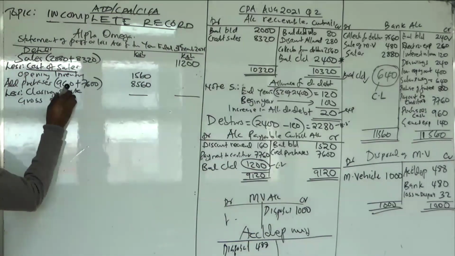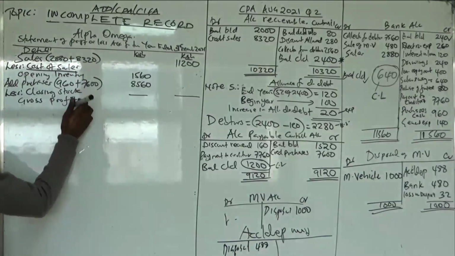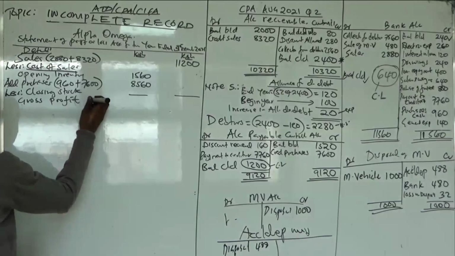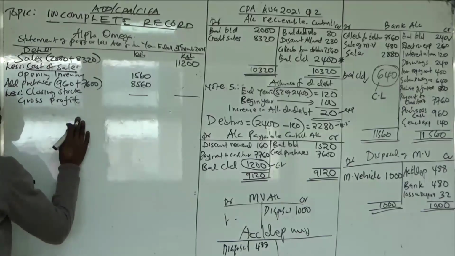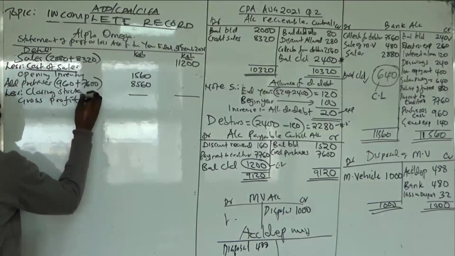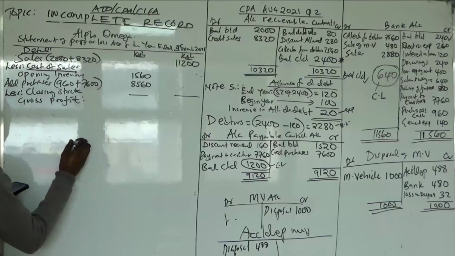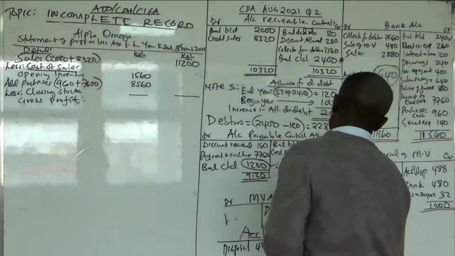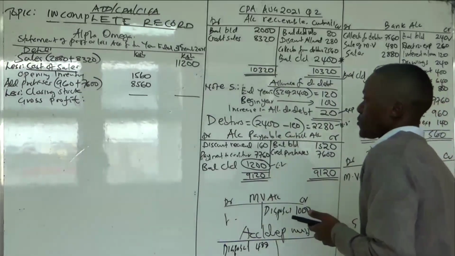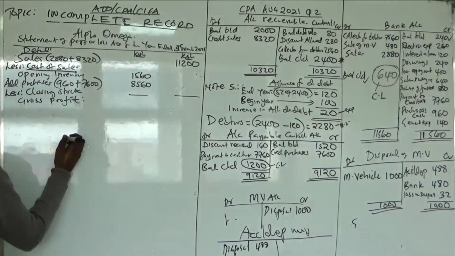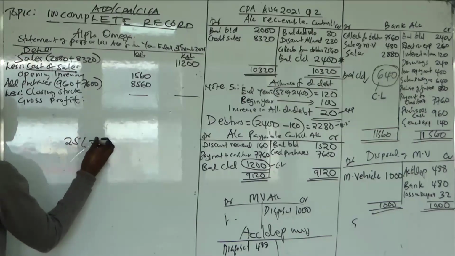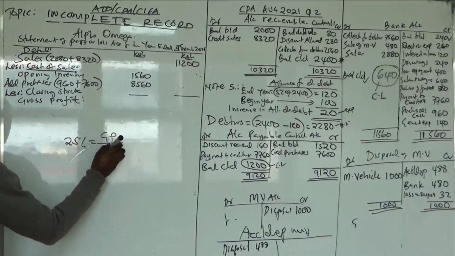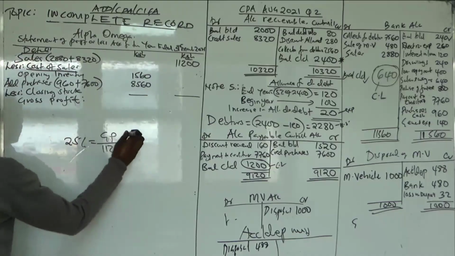Na hiyo ndio inaitwanga incomplete record. Sasa ndio unaingia ndani ya incomplete. Wamesema ni 25%. Kama GP umepewa ni 25%, wacha tutengeneze hapa. 25% is equal to gross profit over sales, which is 11,200, times 100%.